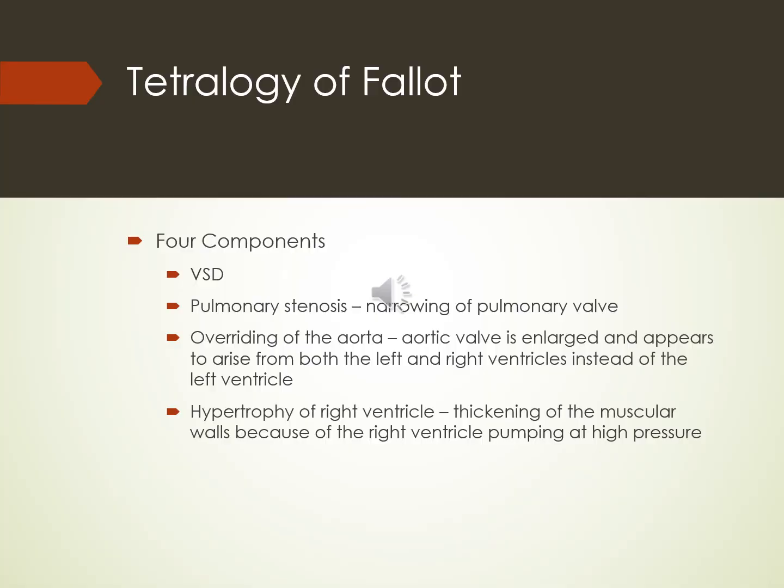So again, to recap, there's 4 components. You have that ventricular septal deficit, pulmonary stenosis, where you have that narrowing of the pulmonary valve. You have the overriding aorta, that's the aortic valve, is enlarged and appears to arise from both the left and right ventricles instead of the left ventricle. And then you have the hypertrophy of the right ventricle. That's that thickening of the muscle walls because the right ventricle is pumping at a higher pressure.